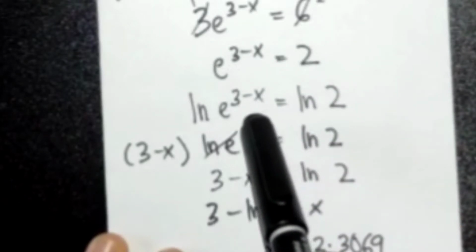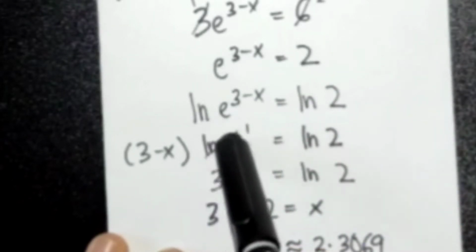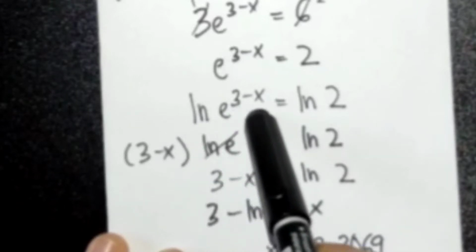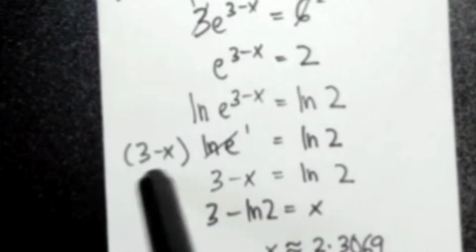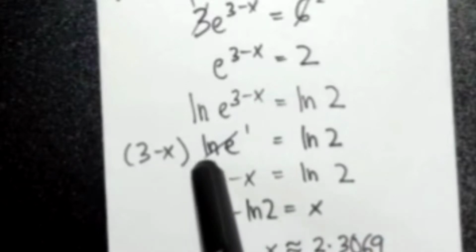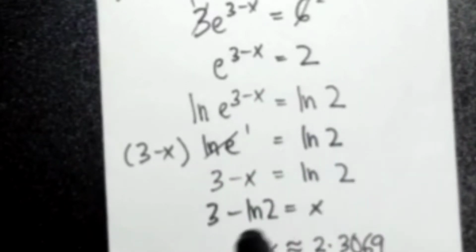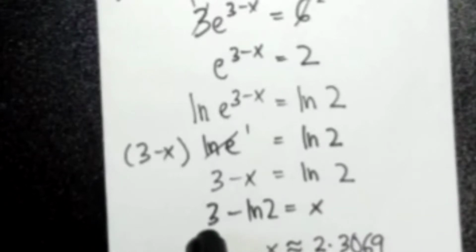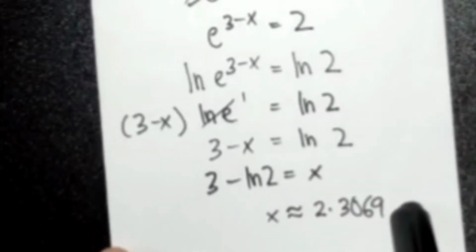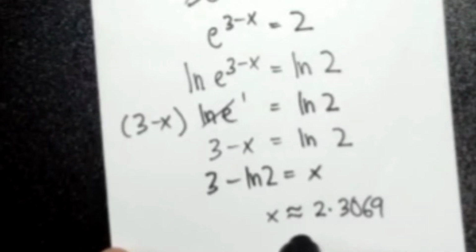So we use natural log on both sides. So it will be ln e raised to 3 minus x equals ln 2. Then move the exponent to the front. This exponent to the front, (3 minus x) ln e, where ln e equals 1, equals ln 2. So 3 minus x equals ln 2. x will be 3 minus ln 2. If you want the answer in decimal, you can use a calculator to get this value.